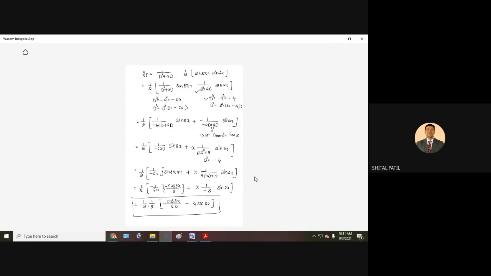You can write 2 into 8 is 16. समझ में आ रहा है आपको? Are you able to understand this type of examples? Getting everyone? Yes, sir.